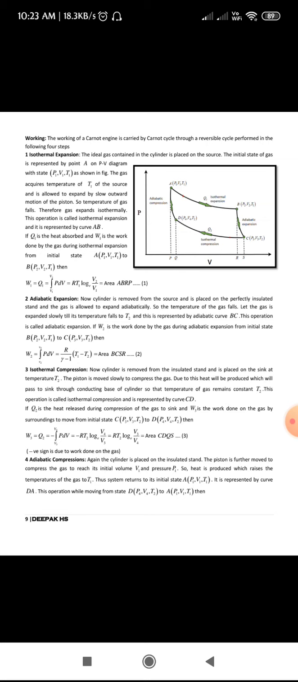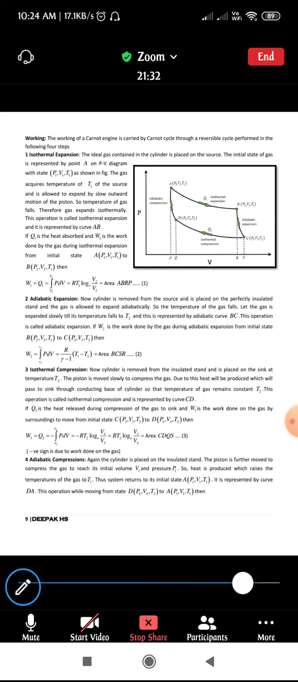When the gas is allowed to expand, the temperature should decrease. But since that loss in temperature is compensated by this source, there will be a decrease in temperature only momentarily. Since the cylinder is placed on the source and it has a perfectly conducting base, when the temperature starts to fall, it is compensated by the source. Again heat flows from the source to the cylinder, thereby maintaining the temperature constant.